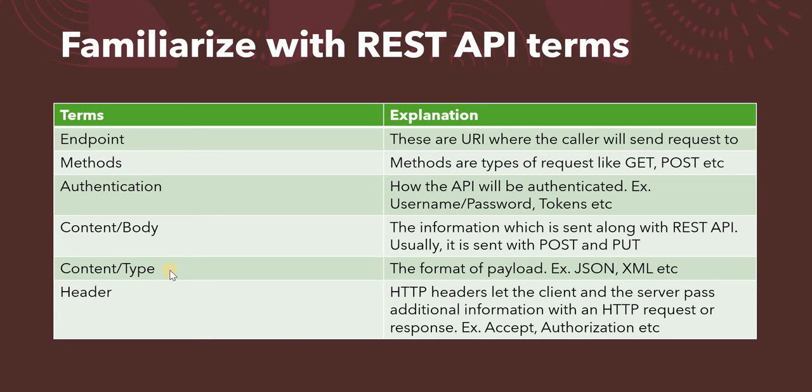Next comes content type. So what will be the type of payload, or what will be the type of body you are sending, or what will be its format. Like we discussed in the previous slide, usually it is JSON, but it could be XML or some other format as well, but you have to define that in content type. Next comes header. HTTP headers let the client and server pass additional information with an HTTP request or response. Example: accept, authorization, etc. So if you want to send some additional information, you can use HTTP headers.